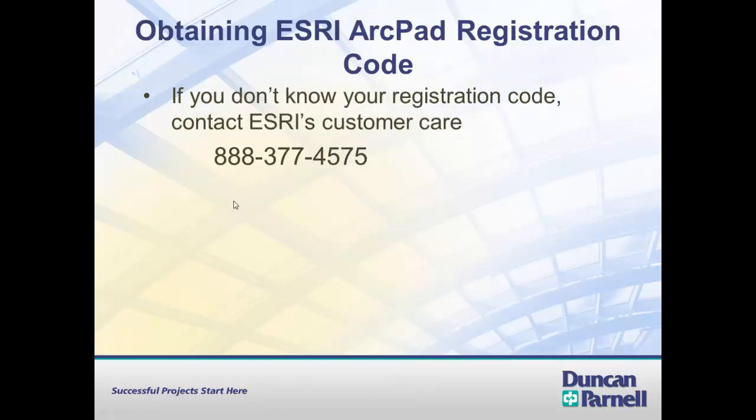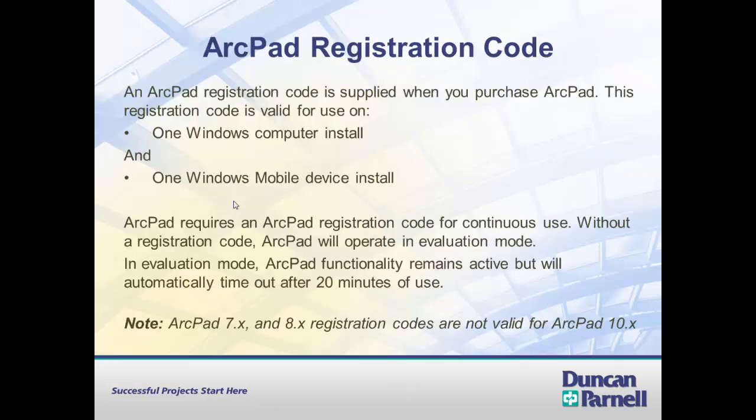Once you start up ArcPad the first time, it's going to ask you for your registration code. If you don't know your registration code, you need to contact Esri's customer care. It's at 888-377-4575, and they can help you out. The registration code is supplied when you purchase ArcPad. This registration code is valid for use on 1 Windows computer install and 1 Windows mobile device install.